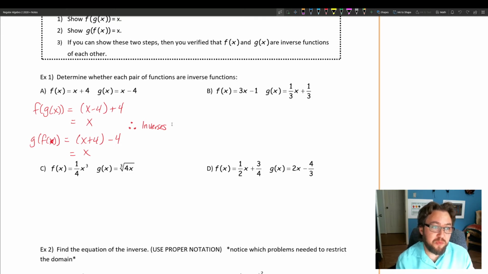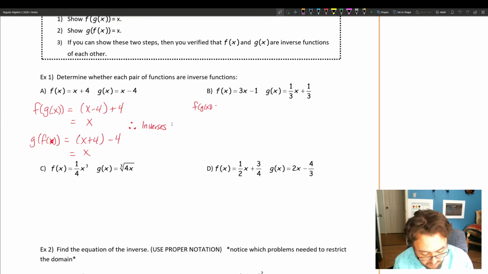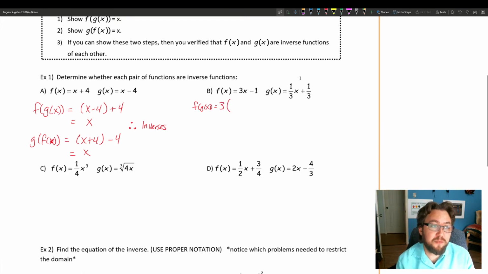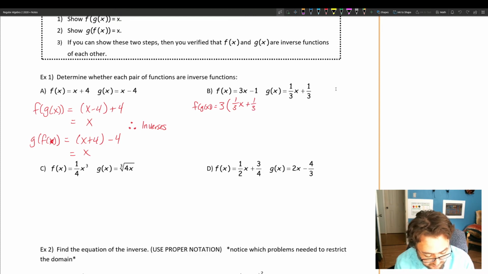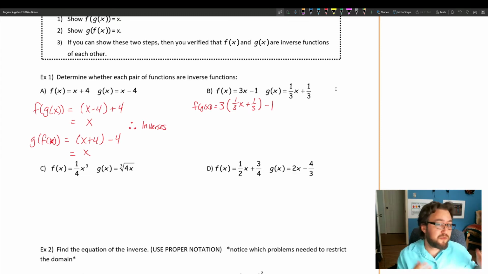Let's take a look at B, which I'm sure is a little bit scary. Let's start off with f of g of x. My f equation starts with 3 times x. So my x, I'm going to replace with my g stuff, 1/3 x plus 1/3. And then I'm going to finish that equation with the negative 1. Now, I know a lot of you are going, Mr. Clark, there's fractions, you're freaking out. Not a big deal. Look at how nicely this works out.